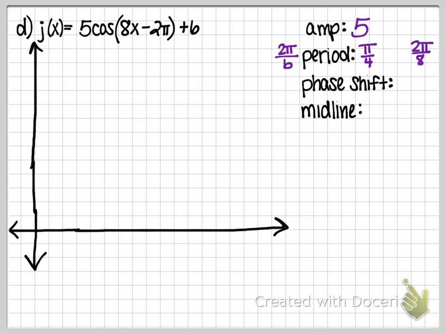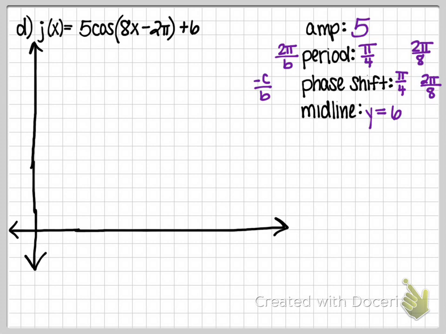Phase shift is going to be the opposite of C over B. So the opposite of my C value is positive 2 pi over my B value, which is 8. That simplifies to be pi over 4. And then my midline is going to be that D value. So it's going to be y equals 6.